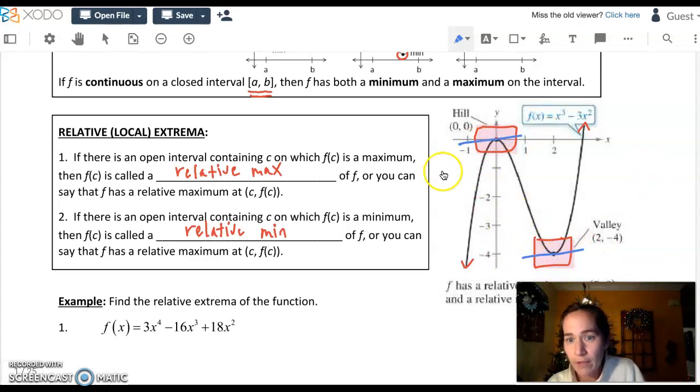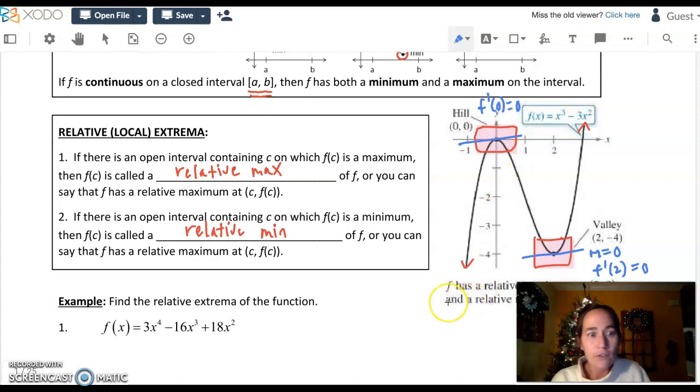At every peak or valley that you see on the graph, you're going to have a horizontal tangent line, a slope of 0, meaning the derivative value. If this is a valley at (2, -4), f prime of 2, the derivative at 2, is going to equal 0. Same thing up at that local max at x equals 0, f prime of 0. You have a horizontal tangent line and the derivative is 0 there. So that should help us.